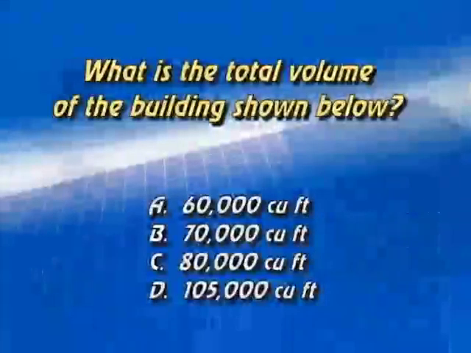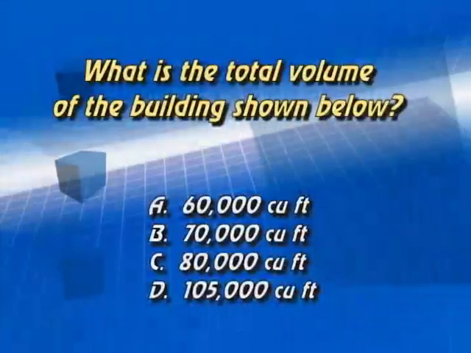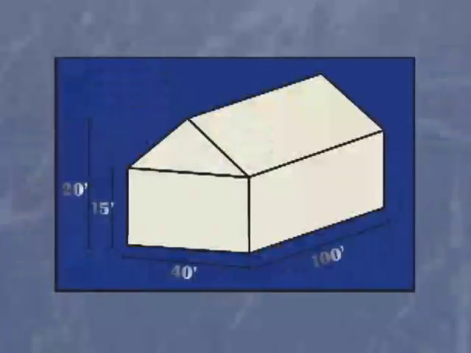Number 5. What is the total volume of the building shown below? Building, of course, is a basic gable house. We're going to figure it in two parts: the volume within the walls and then the volume within the roof space. But let's figure out the dimensions first. We have all the dimensions we need except for one.